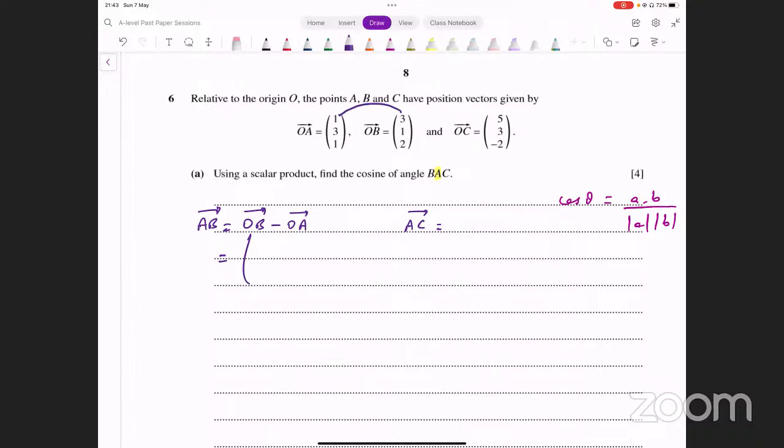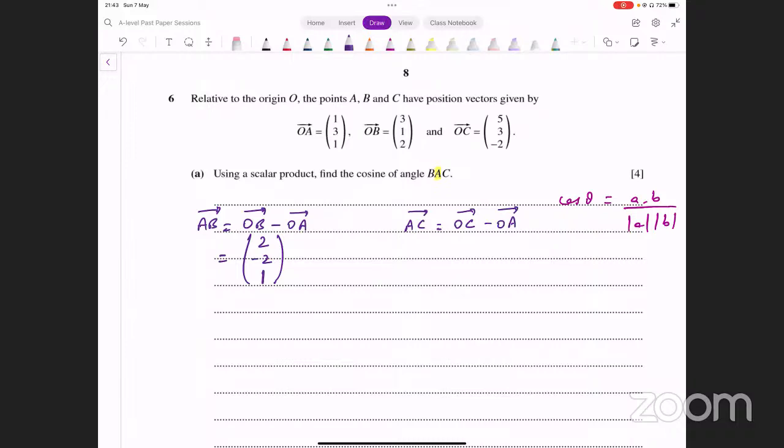3 minus 1, that is 2. 1 minus 3 is minus 2. And then 2 minus 1 is 1. This is AB vector. What about AC? This is going to be OC minus OA, right?